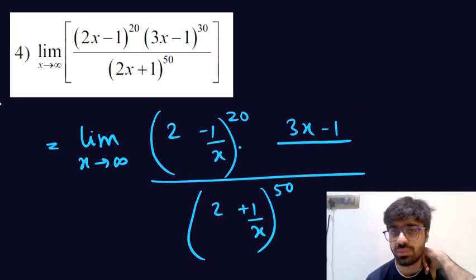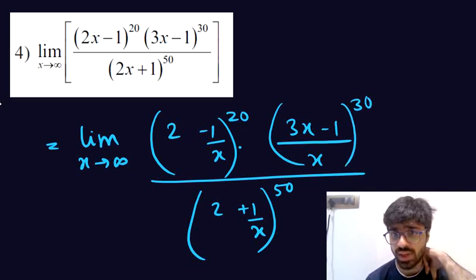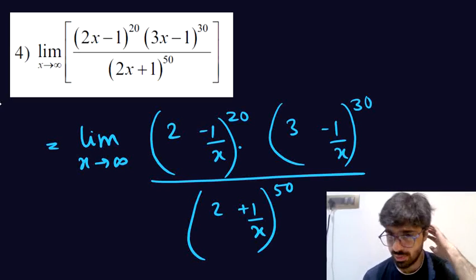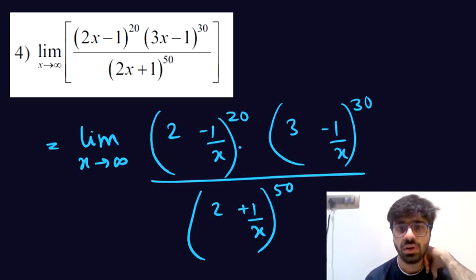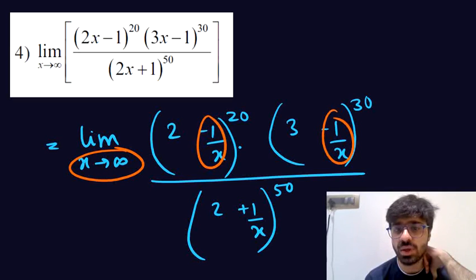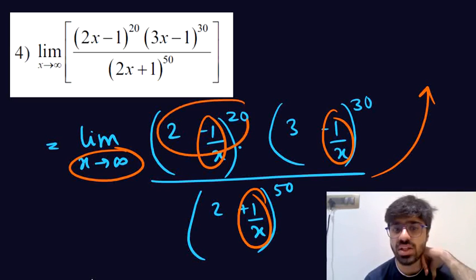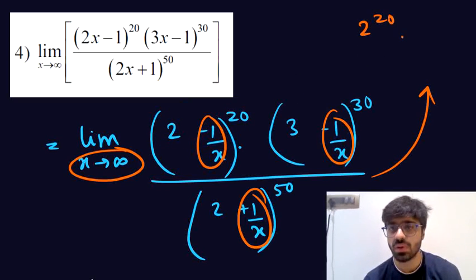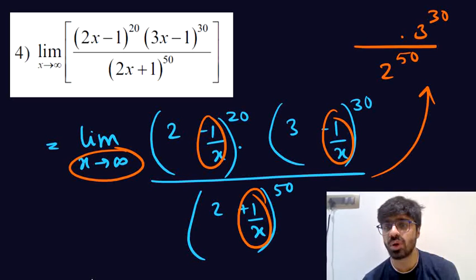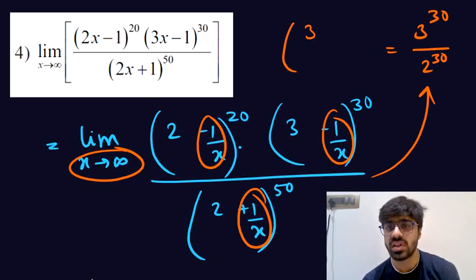Similarly, you can club (3x minus 1 upon x) the whole power 30. Split the two terms, so 3x upon x will be 3 and minus 1 upon x is what you have. X tends to infinity, so these two terms will be equal to 0 and so will this term be 0. So the final value is 2 minus 0 power 20, that is 2 power 20, into 3 power 30, divided by 2 power 50. 2 power 20 upon 2 power 50 will be 2 power 30. So the final value is 3 by 2, the whole power 30, and that's the value for the fourth question.